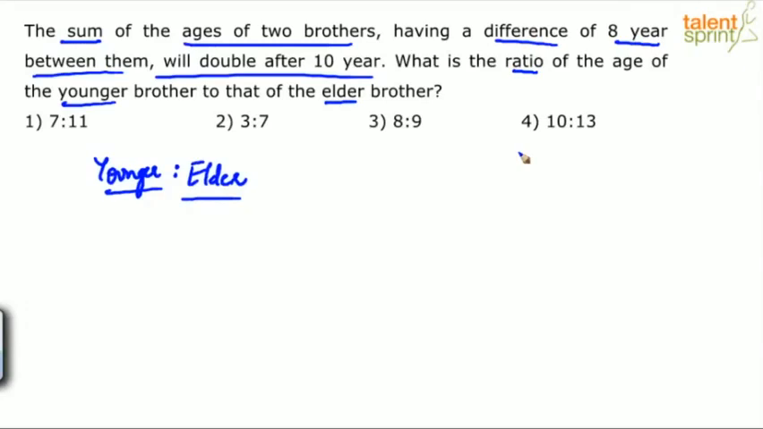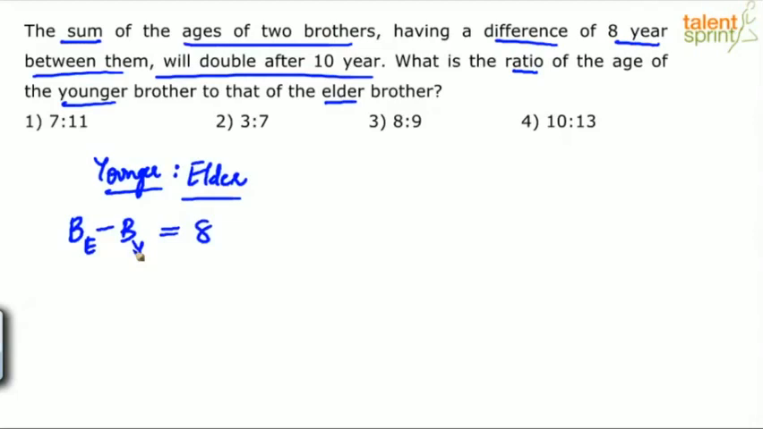Now, what is given to us? The difference is 8 years between them. The difference of the ages of these two brothers is 8 years. So let's say the age of the first brother is B1 and the second brother is B2. So B1 minus B2 is equal to 8 years. Or you can say elder brother minus younger brother. See, the age of the elder brother will be more than that of the younger brother. So we can say the age of the elder brother BE minus the age of the younger brother BY will be equal to 8.